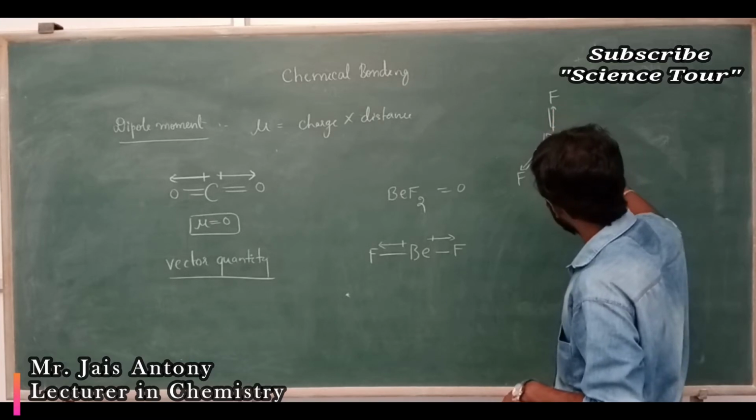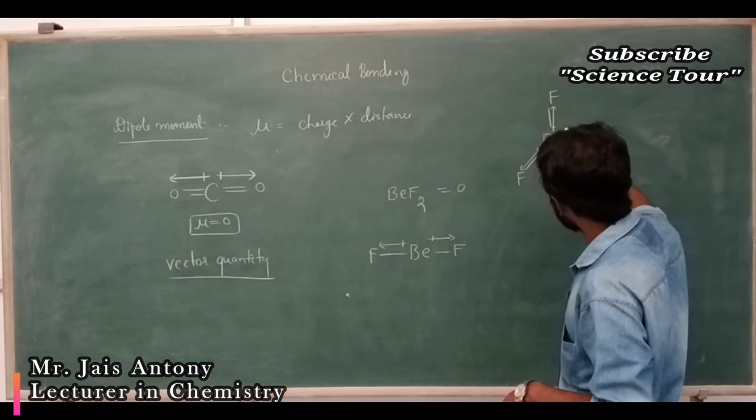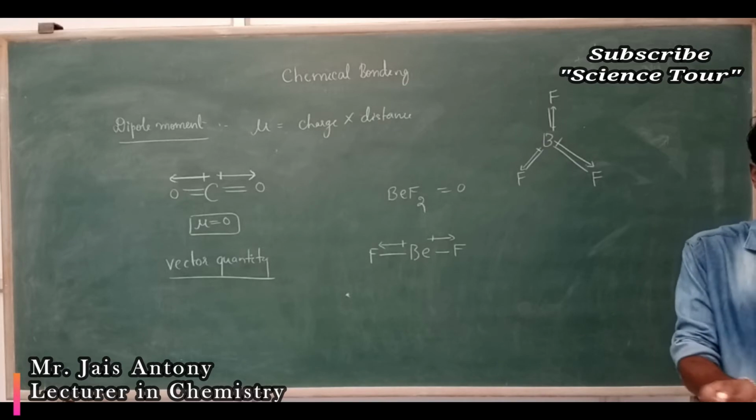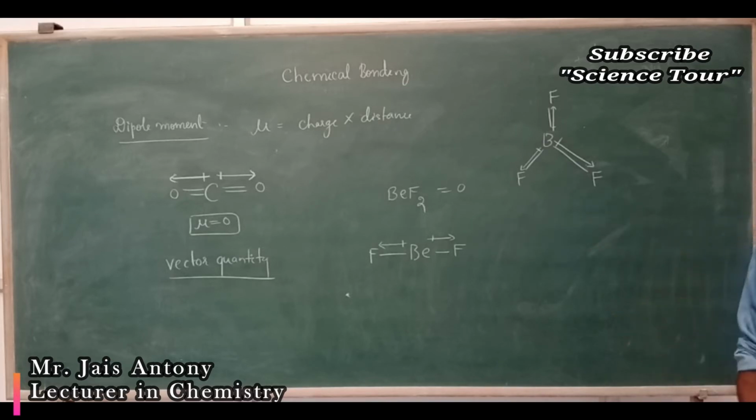And here boron to fluorine electron movement takes place. So which side will the resultant vector form? You have to find out. Whether the resultant vector forms this side or this side, you have to find out.